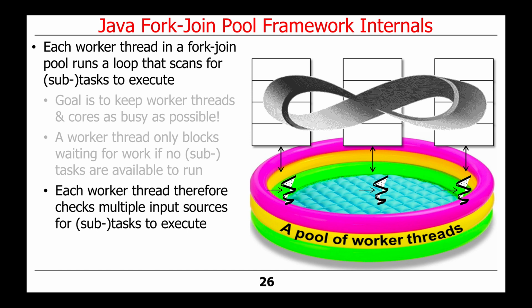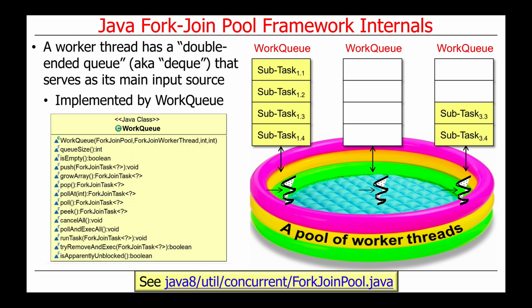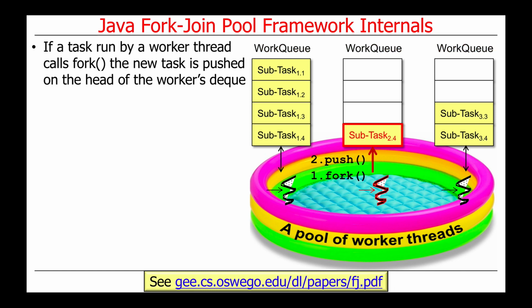Therefore, each of the worker threads in this fork join pool will keep checking multiple sources of inputs to find things to do. And it does this in a very clever way using randomization. Again, as we talked about before, the worker thread has this deque, or double-ended queue. That's the main source of input into a worker thread. That's implemented internally by this worker queue class, which is nested inside of the fork join pool class.